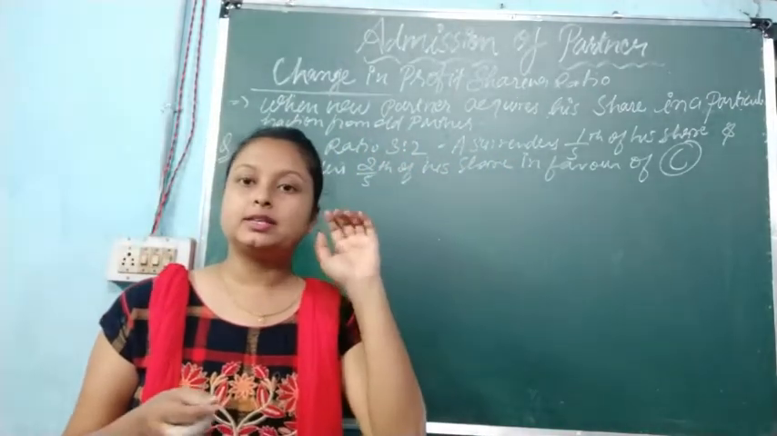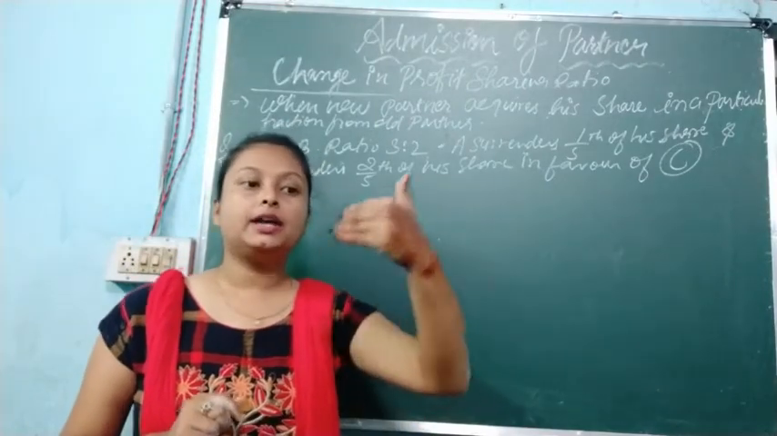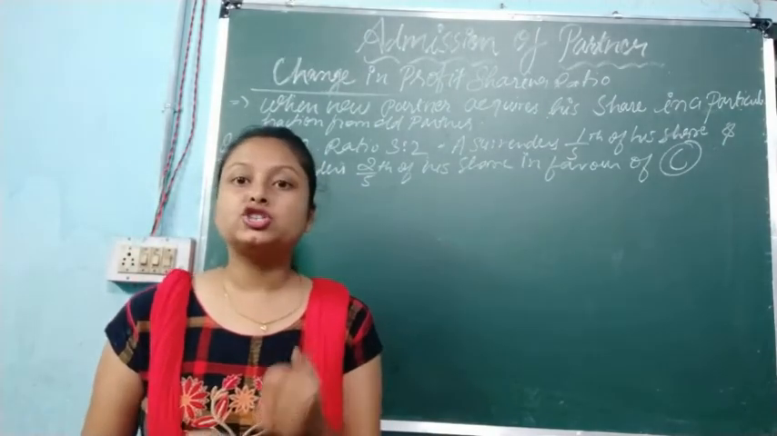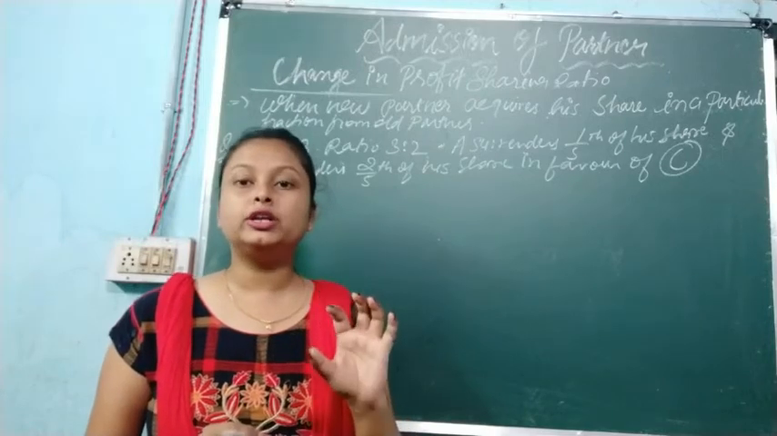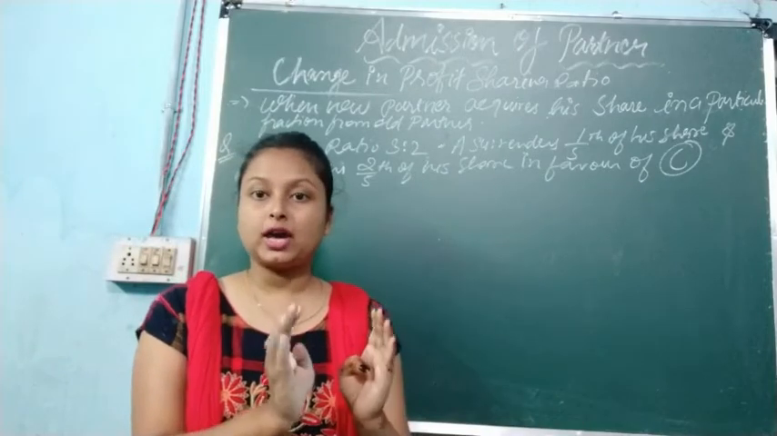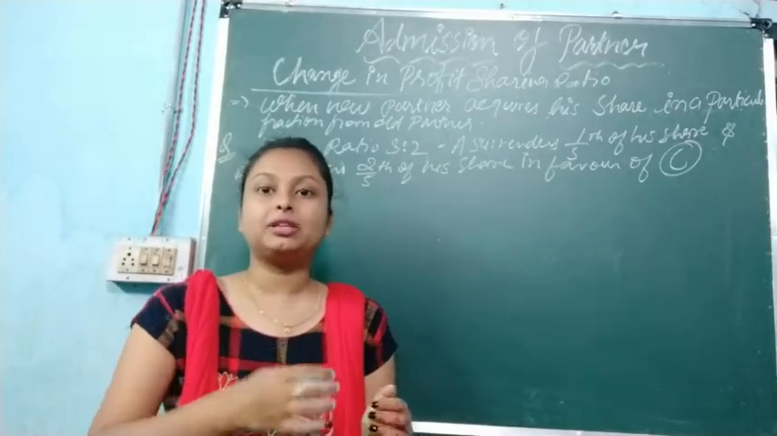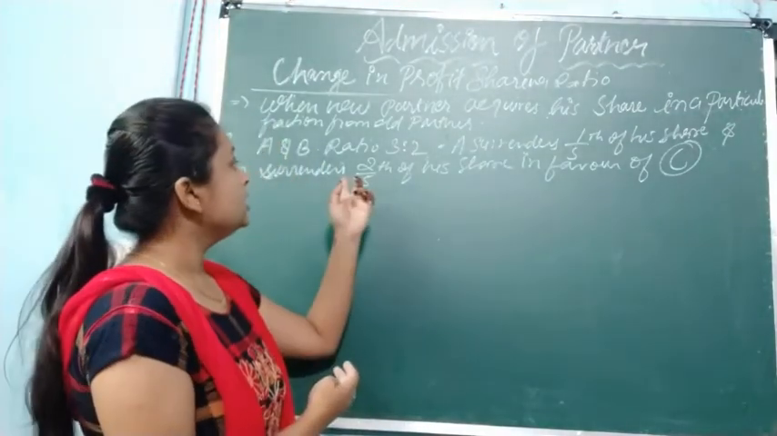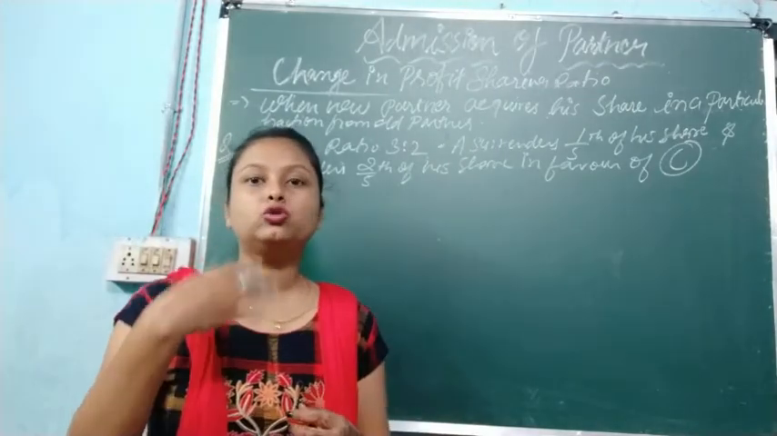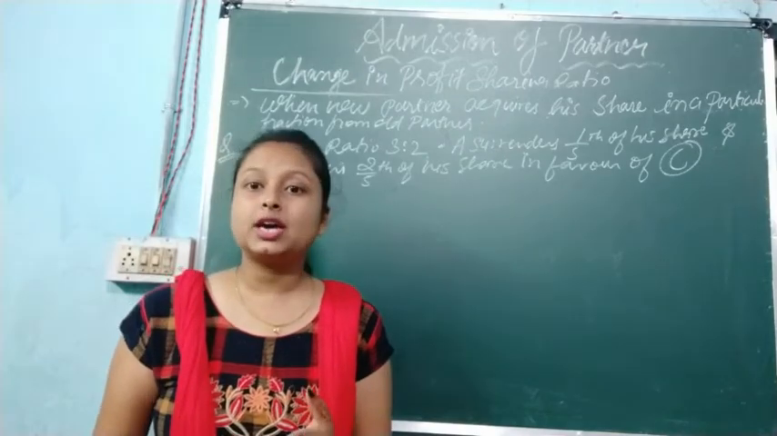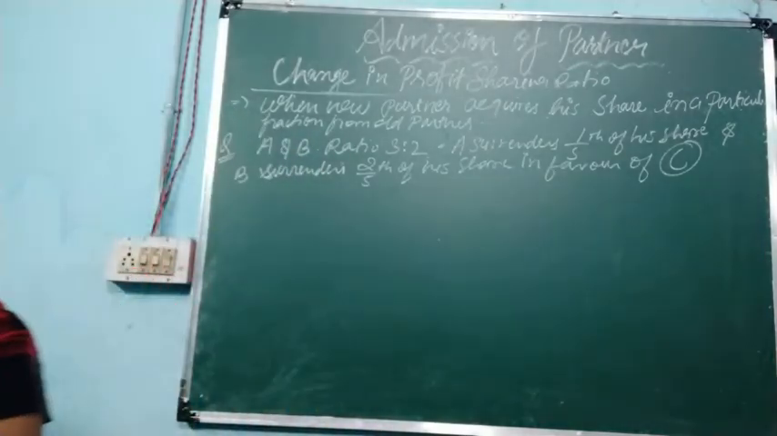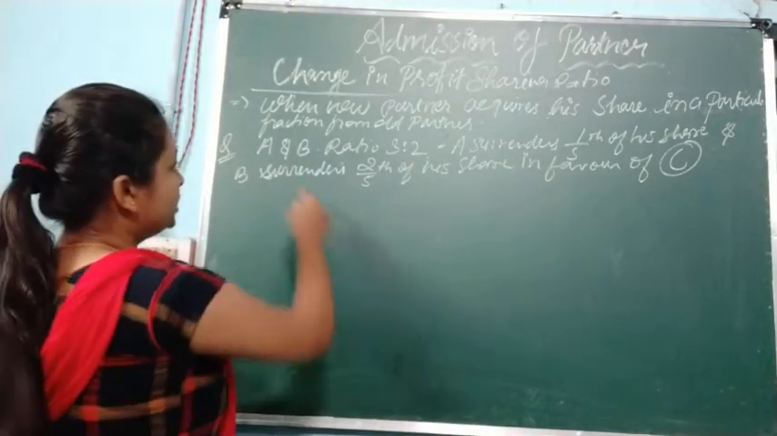What does that mean? Suppose A and B are the partners and C is another partner who is going to be admitted in the partnership firm, and now C, the new partner, is going to get from A 1/4 of his share. Means A will give 1/4 of his share. And the next partner, B, is also going to give some fraction like 2/6 of his share. So in such cases, how we have to calculate the new profit sharing ratio, that we have to learn today. Okay, so let's begin with one question.